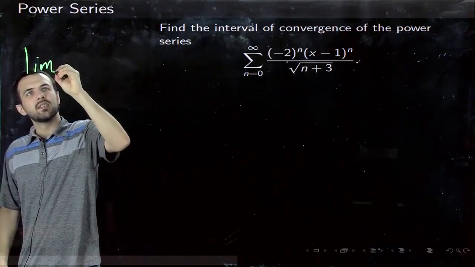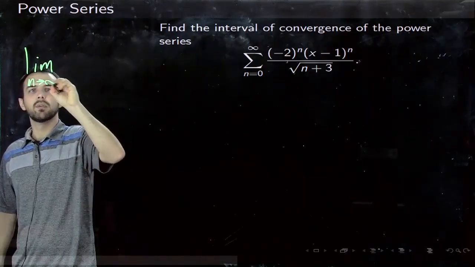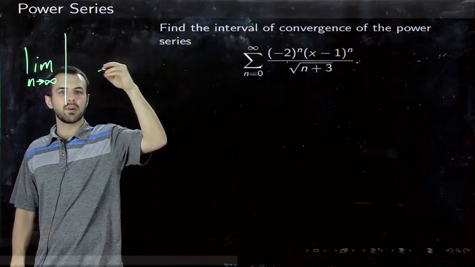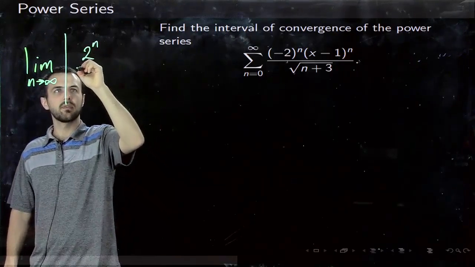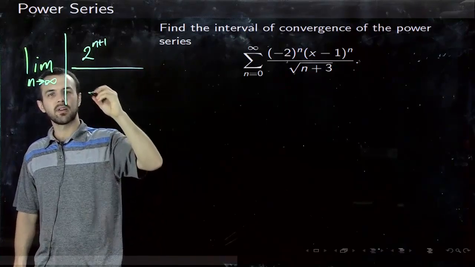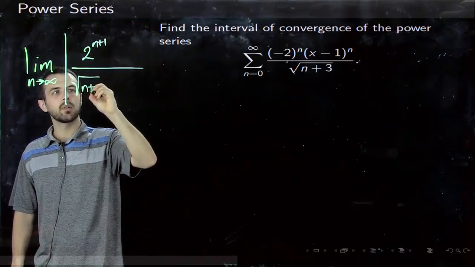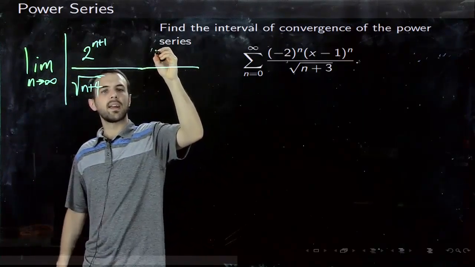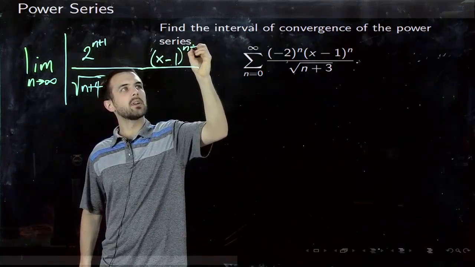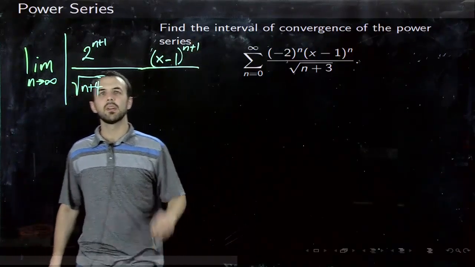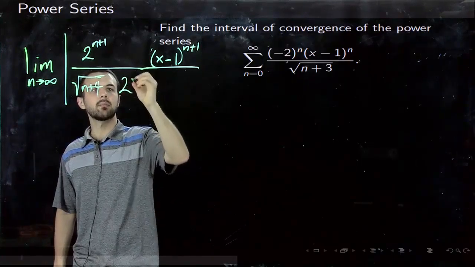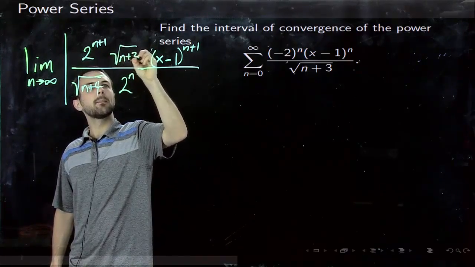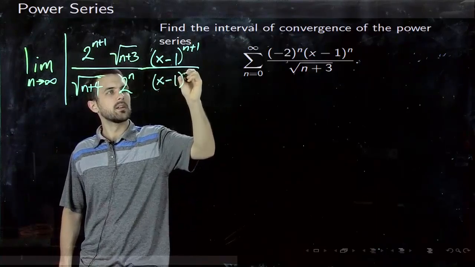So same as it ever was, we're going to go ahead and do the ratio test to try to decide where this thing converges. We don't have to worry about the negatives, because we're inside the absolute value. So we've got our n plus 1 term. I'm going to go ahead and make that an n plus 4. So we've got our x minus 1 to the n plus 1. Okay, so there's our n plus 1 term. Let's throw in our n term: we're going to have an n plus 3 and an x minus 1 to the n.